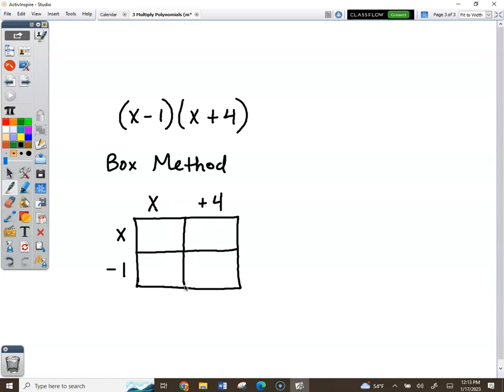Now you might be wondering, where in the world is this going? Now you're going to multiply the terms and then write in the box where the cross section is for what you get. So for instance, x times x will go there. X times 4 will go there. Negative 1 times x will go there. Negative 1 times 4 will go there. So you have x squared, 4x, positive 4x, right? Negative x, negative 4.